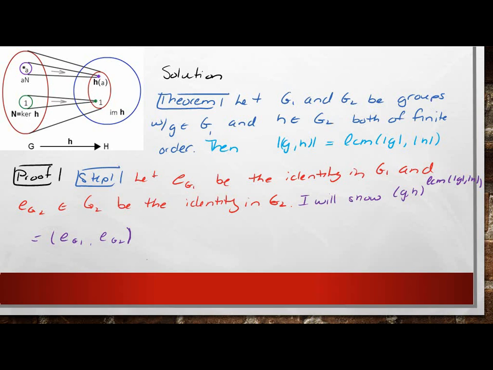What I want to show is two things. First, I want to show that if I take this element (G, H) and raise it to the LCM, I get back to the identity. That will tell me that it has the potential for being the order. The second thing I have to prove is that it actually is the first time it happened.